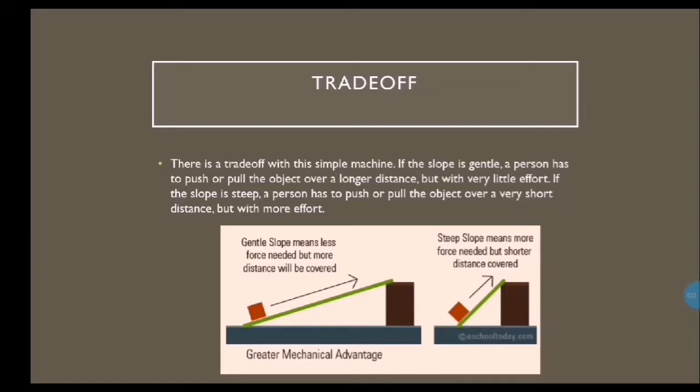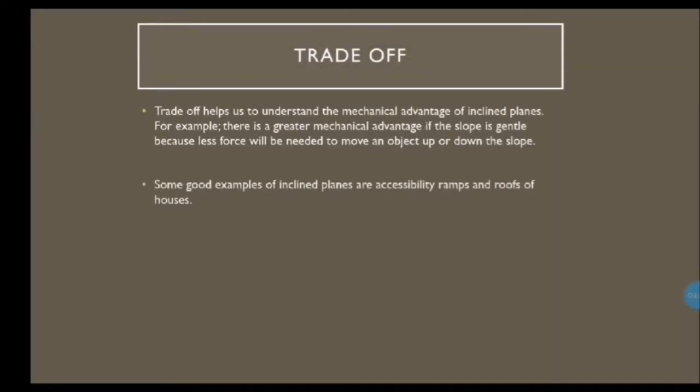As you can see in the figure, I have two cases. The first one, I have a gentle slope. It means more distance but less force. In the second one, I have a steep slope, which means less distance but more force. Trade-off helps us to understand the mechanical advantage of inclined planes. For example, there is a greater mechanical advantage if the slope is gentle, because less force will be needed to move an object up or down the slope. Some good examples of inclined planes are accessibility ramps and roofs of houses.